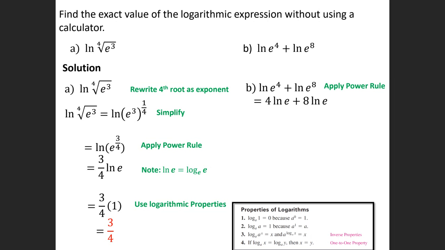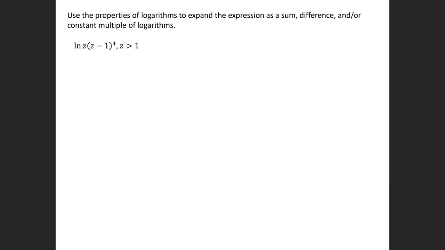Just as before, I know that the natural log of e will give me 1. So this is 4 times 1 and 8 times 1. 4 times 1 is 4, 8 times 1 is 8, so 4 plus 8 is 12. All right, so let's look at this one. And again, if I'm going too fast, please stop me and let me know.